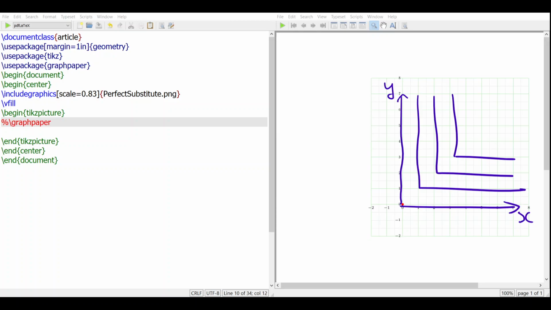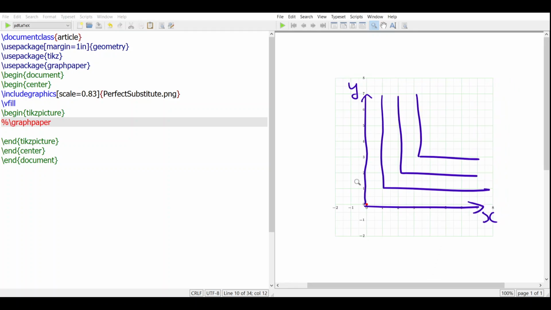So our next diagram is to draw a perfect complement like this. Okay, so you can see it's a two good world, x and y, and you have to consume the minimum unit. So you consume 1 unit of both, the same as if you have 2 units of x and 1 unit of y. So you have this kind of shape, and same if you have 2 units of both, either you increase x or y, it doesn't change anything.